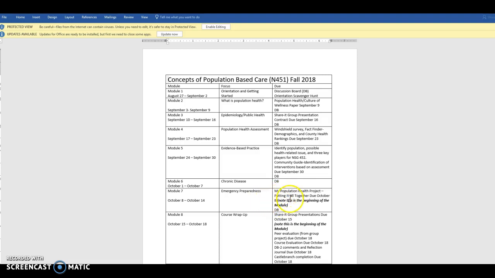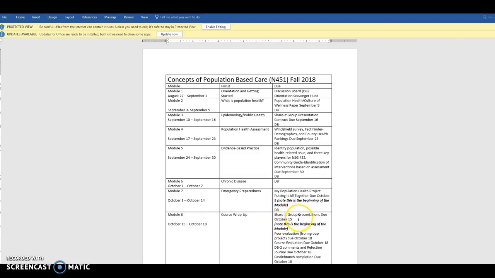I wanted to bring that to your attention because most of our assignments have been due at the end of the module, but for module 7, on October 8th, and this will be due at 11:59 p.m. Central Time, you will be turning in your My Population Health, putting it all together. This is the paper that you are doing independently. This is the paper that you've been working on since Module 4, incorporating what you've learned in 4, 5, and 6. Then in Module 8, between October 15th and October 18th, this is a course wrap-up.